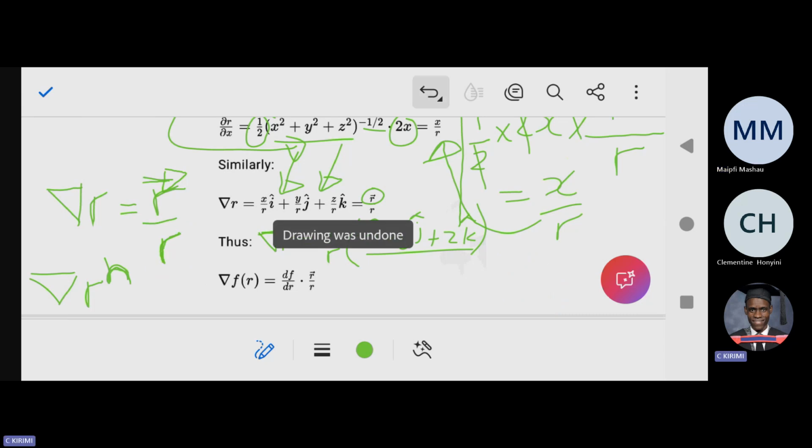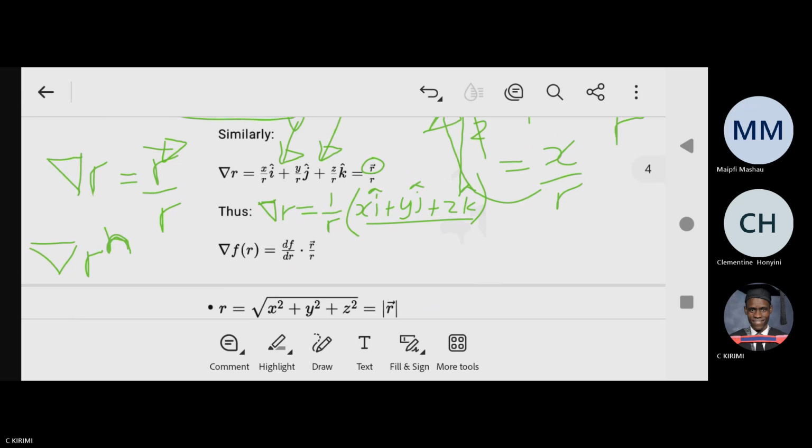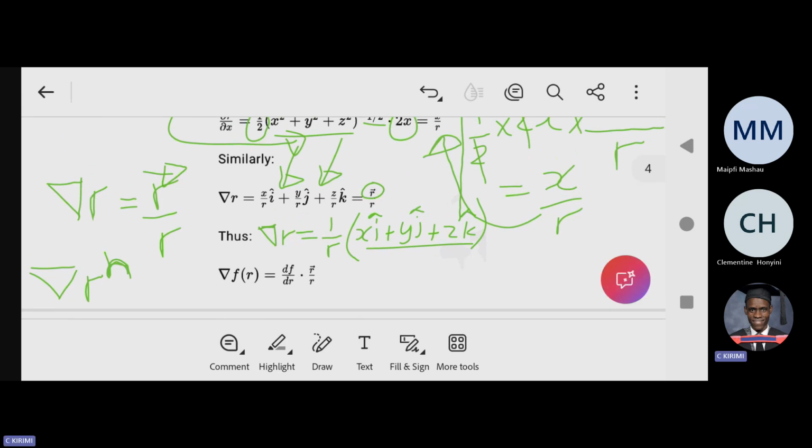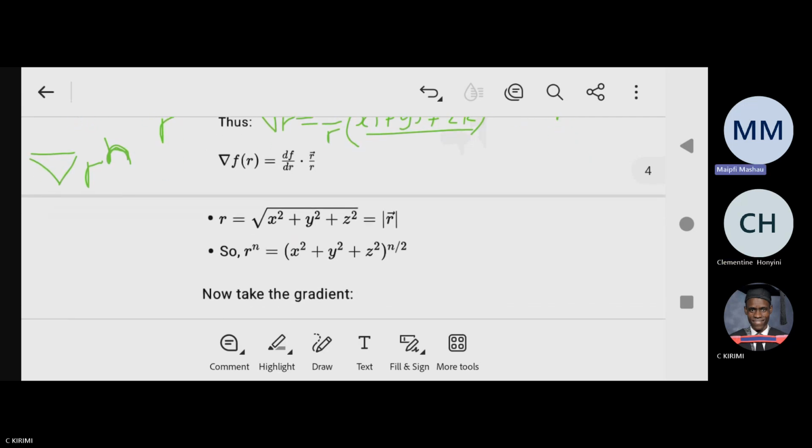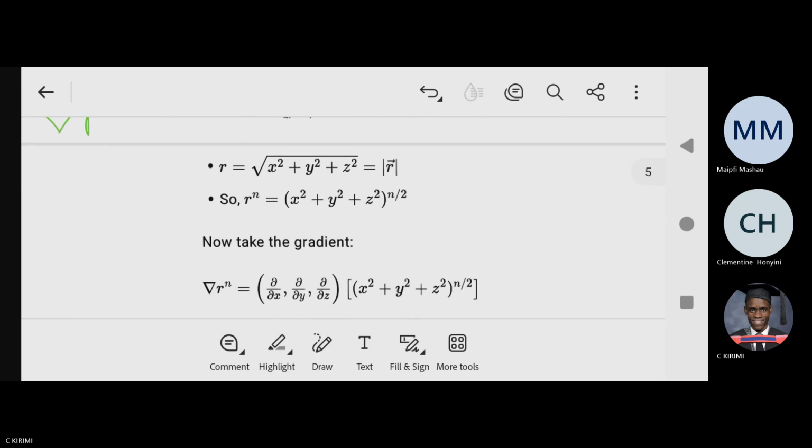So our question we have not answered. The question we're supposed to answer is, what is the gradient of r to the power n equal to? By following this step, what can you conclude? The gradient of r to the power n. How are you going to solve it? You want to solve for r to the power n. For the first one, we showed you the gradient for r. You do the same.